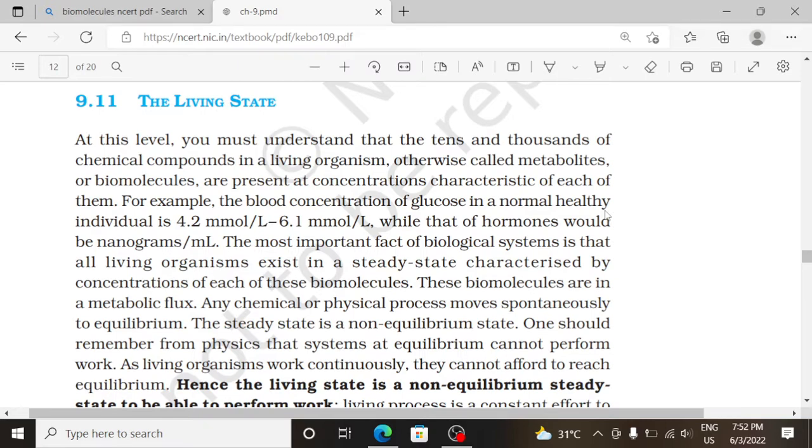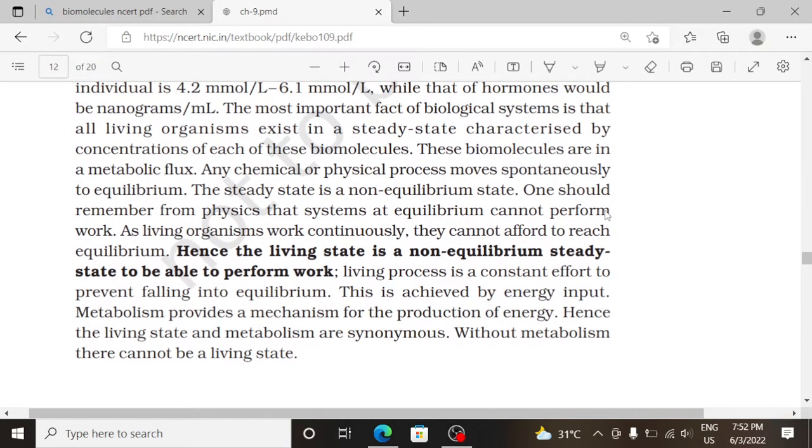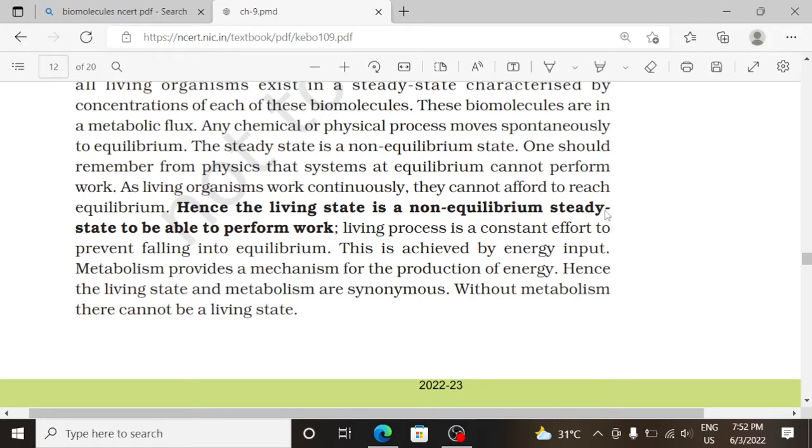The most important fact of biological systems is that all living organisms exist in the steady state characterized by concentrations of each of these biomolecules. These biomolecules are in a metabolic flux. Any chemical or physical process moves spontaneously to equilibrium. The steady state is a non-equilibrium state. One should remember from physics that systems at equilibrium cannot perform work. As living organisms work continuously, they cannot afford to reach equilibrium. Hence, the living state is a non-equilibrium steady state to be able to perform work.